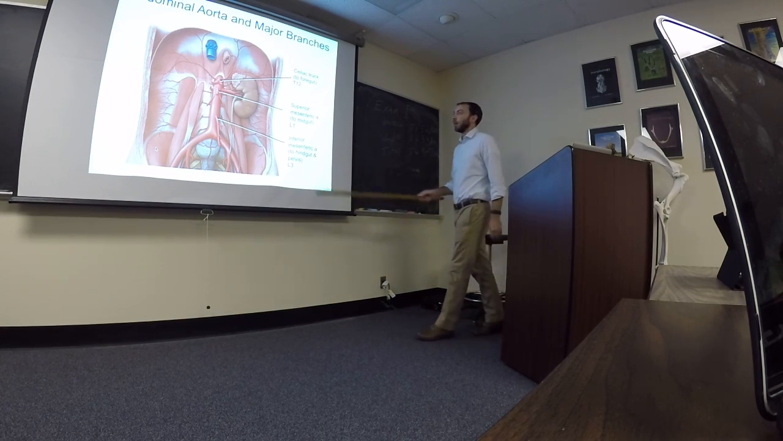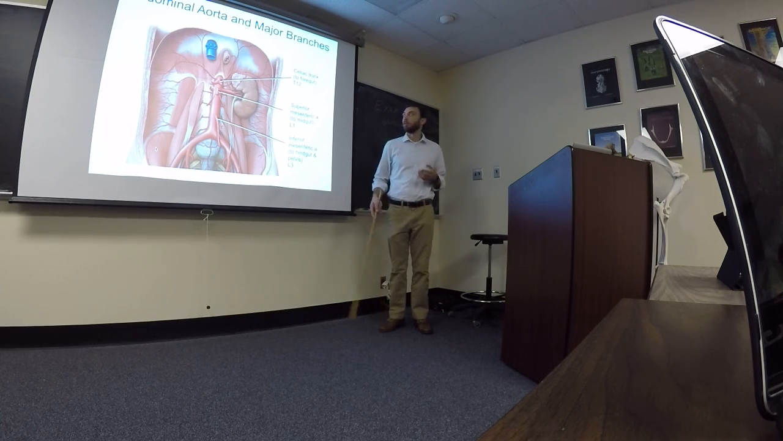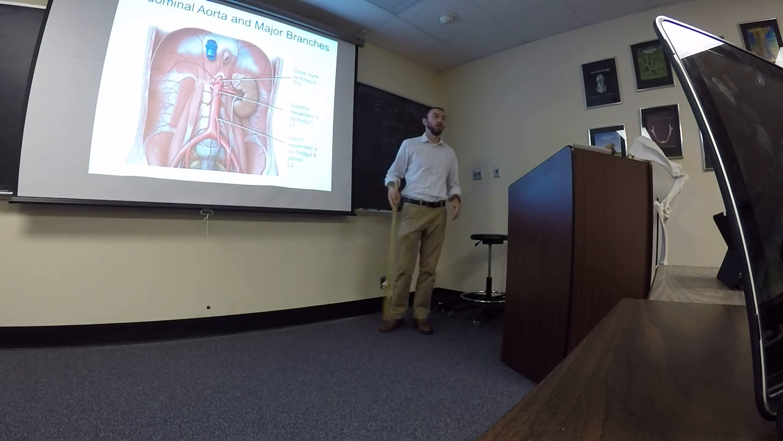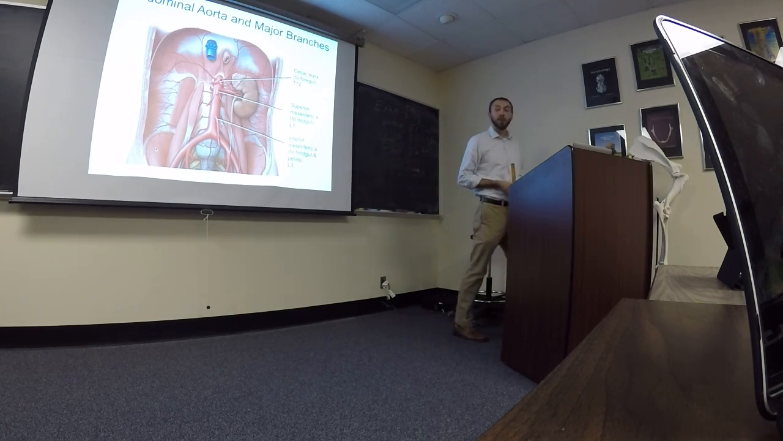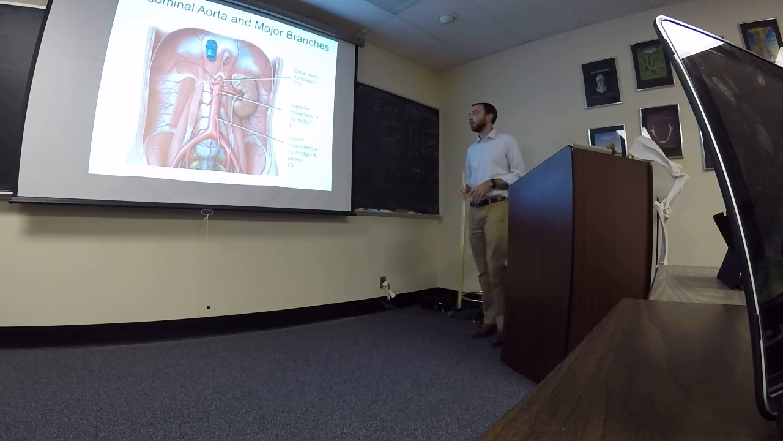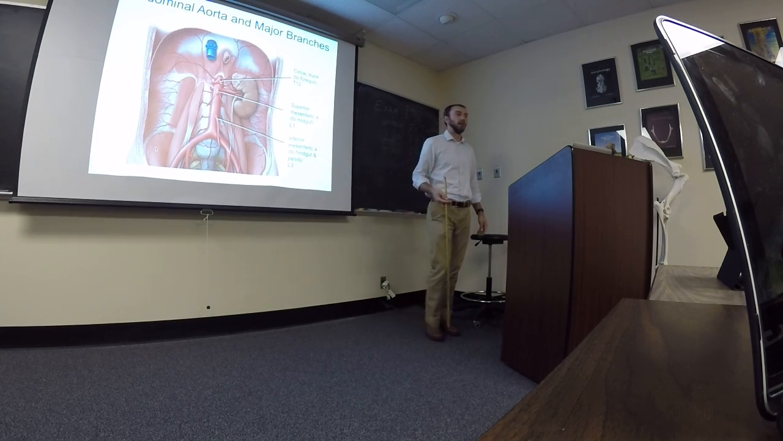Another reminder that we have our three unpaired branches, and they all branch off at a distinct vertebral level. So the celiac trunk is going to branch off right after we get into the abdomen, so that'll be at vertebral level T12. The superior mesenteric will branch right below that at vertebral level L1. And then we have a bit of a gap until we get down to the inferior mesenteric, which will be at L3.